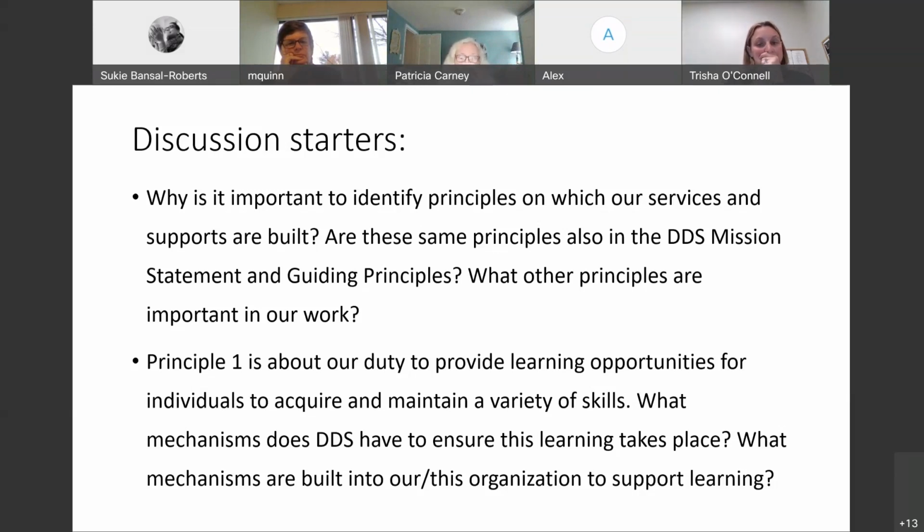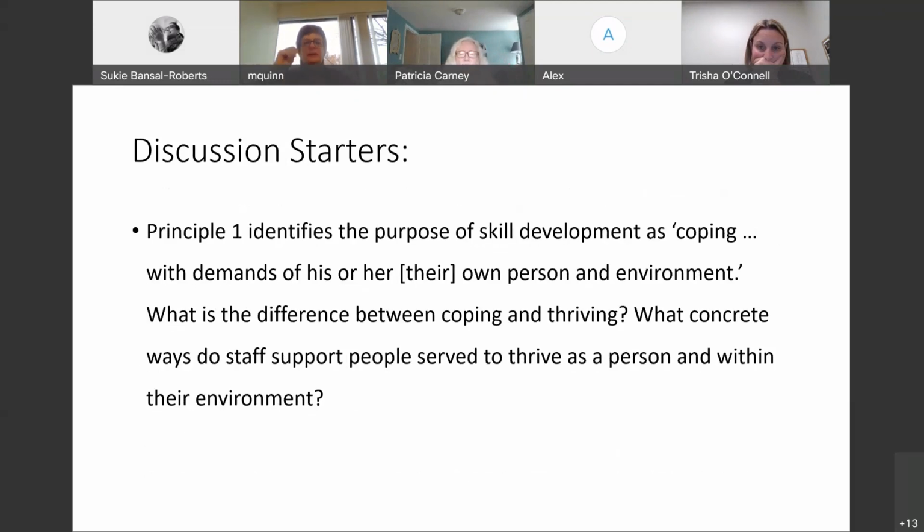Principle 1 is about our duty to provide learning opportunities for individuals to acquire and maintain a variety of skills. What mechanisms does DDS have to ensure that learning takes place? Really important. And what mechanisms are built into your organization to support learning? It might not just be the ISP. There's a whole bunch of things I'm sure you folks do to make sure the learning happens. And the ISP is the written part of it. I don't know why this keeps popping in there.